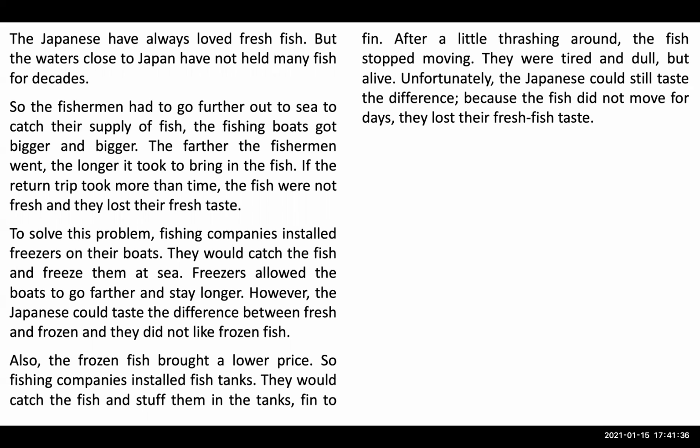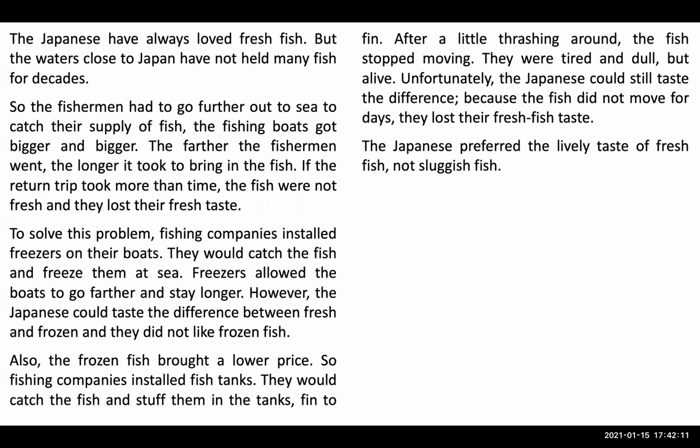So fishing companies installed fish tanks. They would catch the fish and stuff them in the tank fin to fin. After a little thrashing around, the fish stopped moving. They were tired and dull, but alive. Unfortunately, the Japanese could still taste the difference. Because the fish did not move for a day, they lost their fresh fish taste.